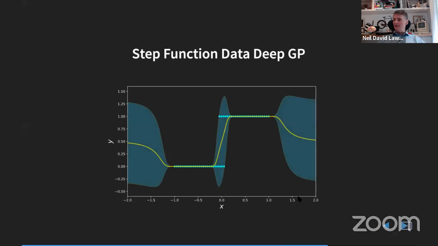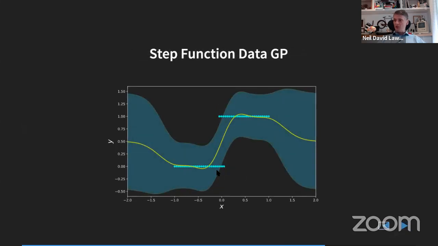So I'm having this step function data. Okay, so here's the step function with the deep GP, right? So this is the step function fitted with the Gaussian process. It doesn't like the discontinuity, thinks the variance is high, everything else. Here's a step function being fitted with a deep GP.